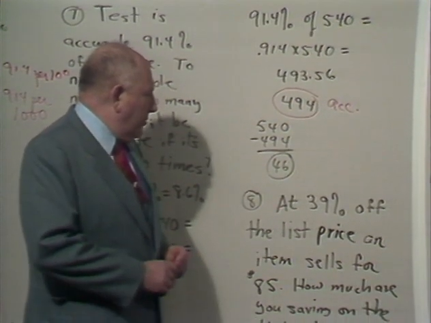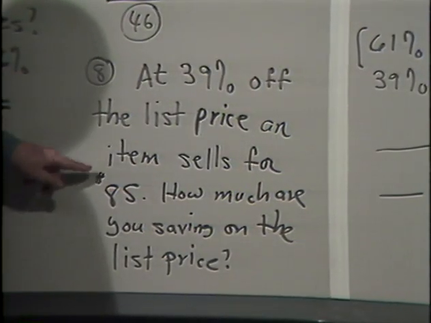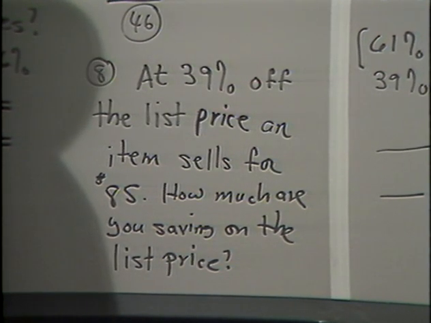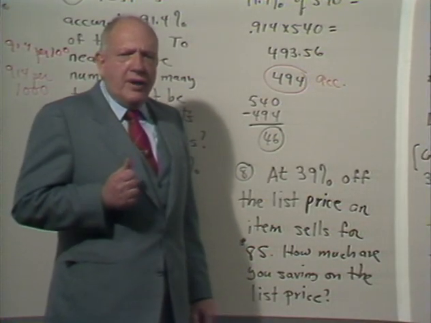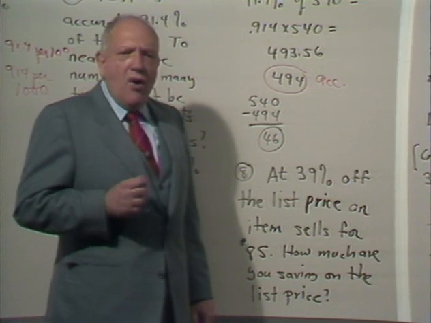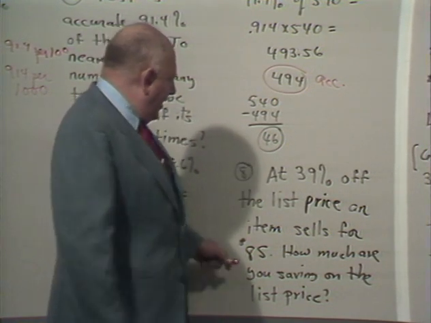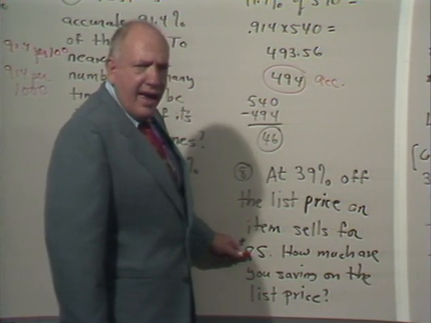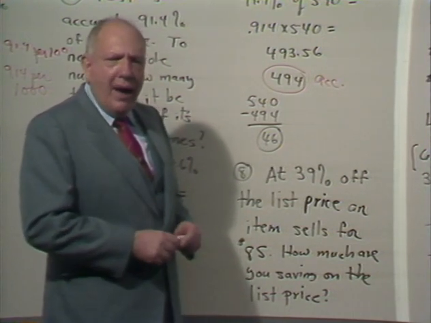Okay, let's look at another problem. At 39% off the list price, an item sells for $85. Okay? How much are you saving on the list price? This is very similar to a problem we did during the lecture. But during the lecture, we didn't say how much money are you saving. We said how much was the list price. See, again, listen carefully. This doesn't say if it sells for 85% at the sale, what was the regular price? It says how much do you save by buying it at this price.